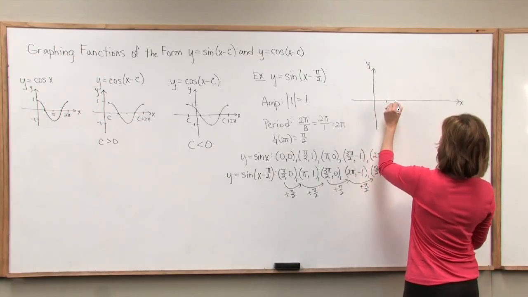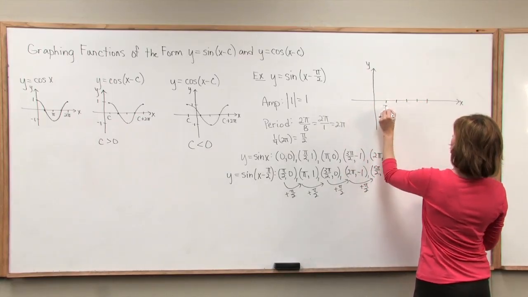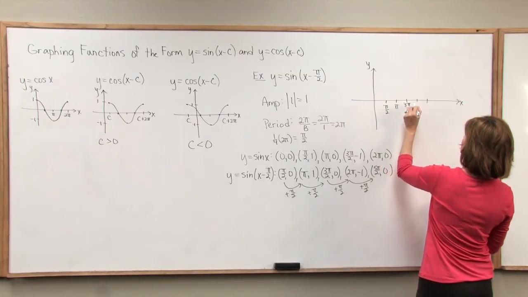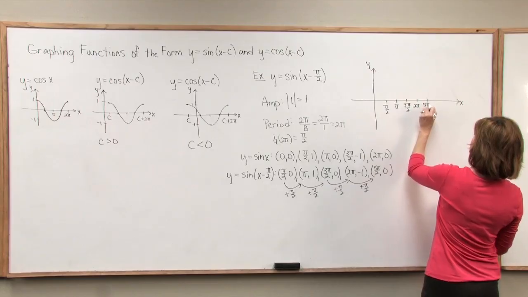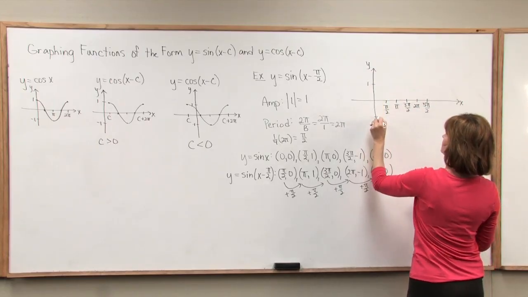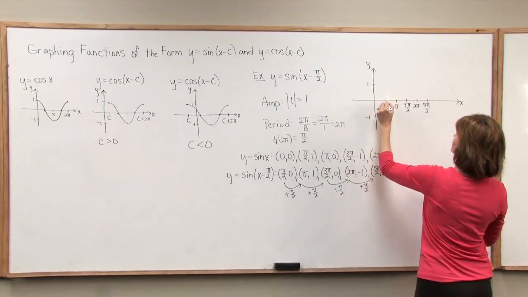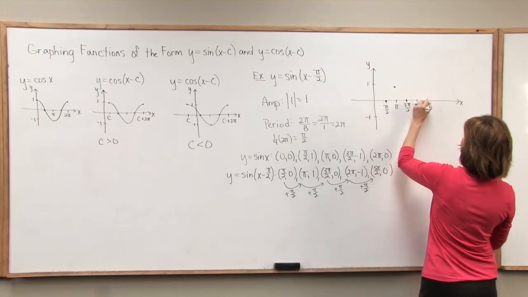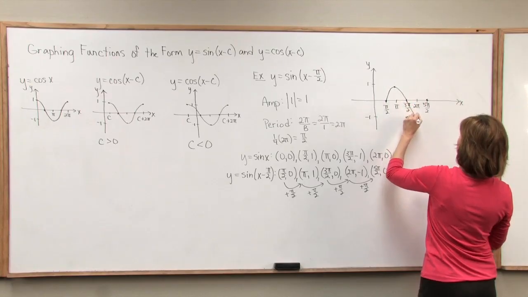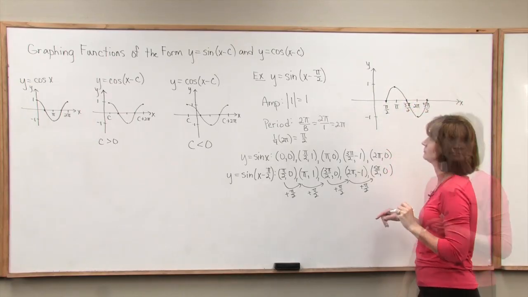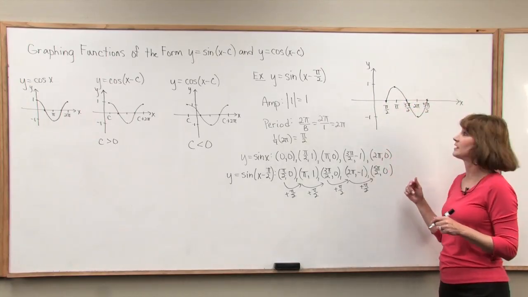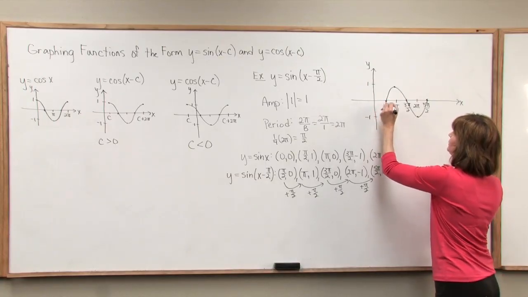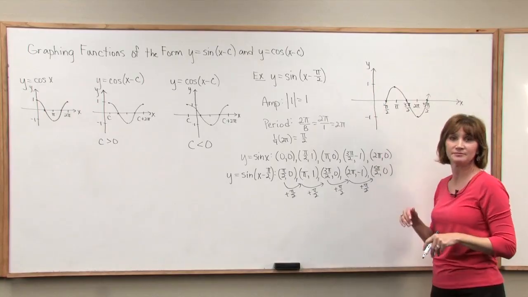So the graph is going to look like this. Pi over 2, 0, pi, 1, 3 pi over 2, 0, 2 pi, negative 1, 5 pi over 2, back to 0. Okay, here we've drawn one cycle or period for this function, and of course the domain's all real numbers, so it's going to continue in both directions.